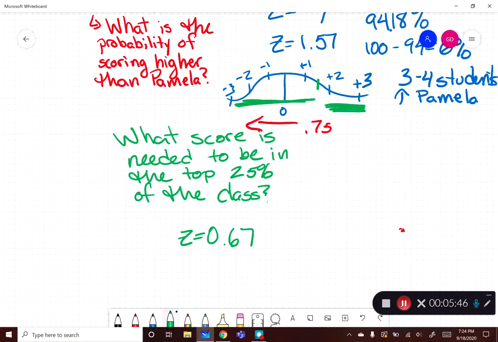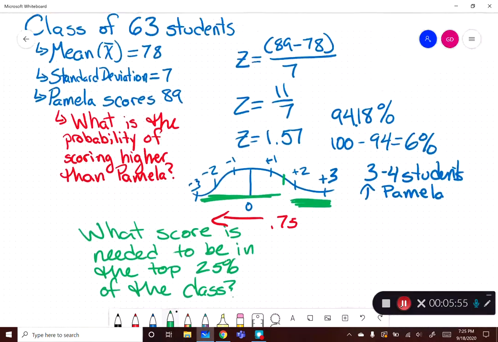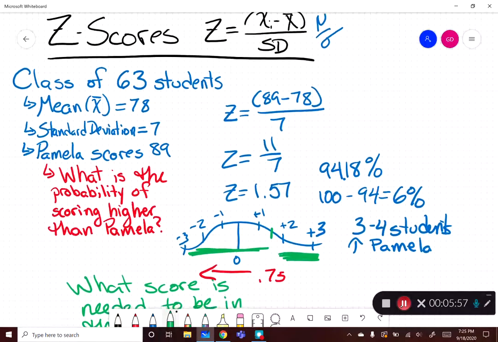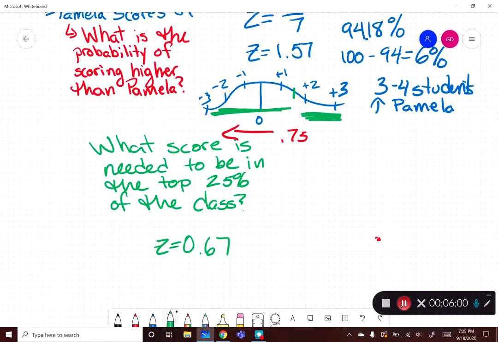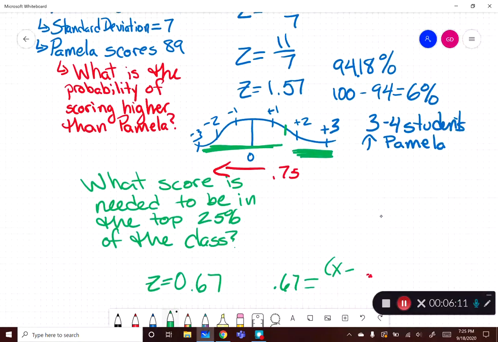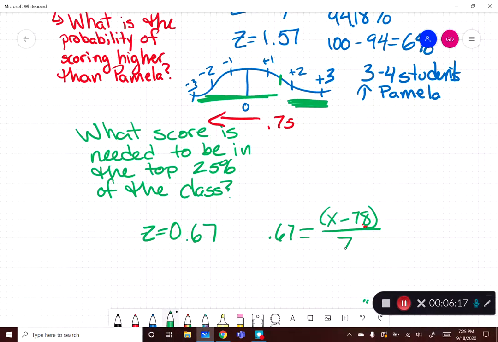So if we look at that now, we can plug it back into an equation and solve for the value itself. So with that, let's pull up the formula again. So we have up here, this time we know what the z is, and we need to solve for the value of x. So we have 0.67 would be equal to the numerator x minus the mean, which is still 78, over the standard deviation of 7. So the first step here would be then to get rid of the denominator. So we want to multiply both sides by 7. These cancel out, and then we multiply over here.